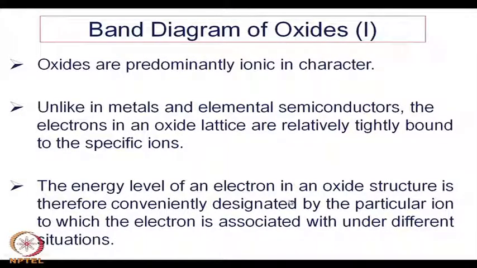The energy levels of an electron in an oxide structure are therefore conveniently designated by the particular ion with which the electron is associated under different situations. So, the bands are actually designated as the bands associated with the particular cation or the anion. We will look into what exactly it means. So, the energy levels are designated by that particular cation or anion when the electron is associated with that particular ion.